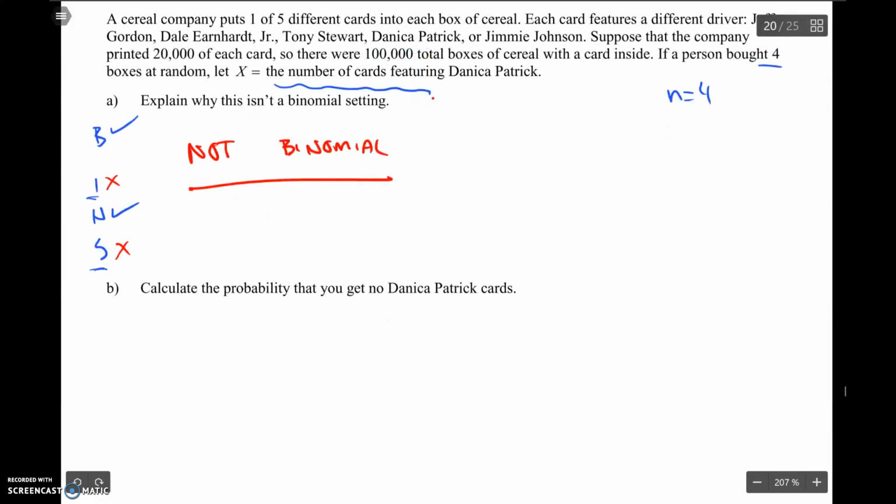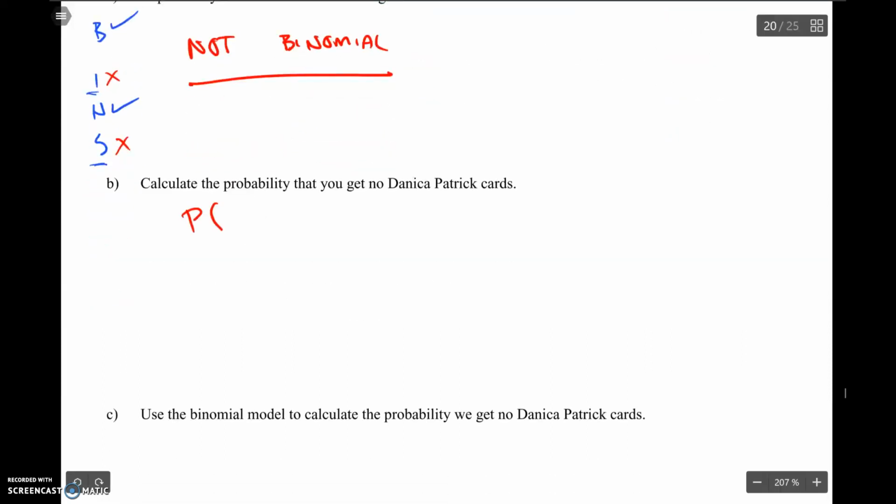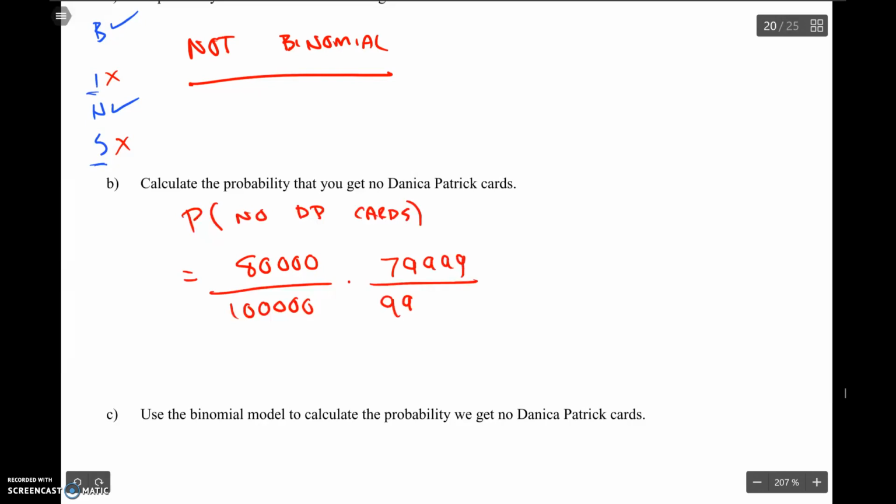Let's calculate the probability you get no Danica Patrick cards. Well, you've got to not get a Danica Patrick card in the first one. That's 80,000. 20,000 are Danica Patrick, so 80,000 are not. Times, that's the probability the first one is not a Danica Patrick card, times the probability that the second one is not. Well, now there's 79,999 out of 99,999, times. Now there's going to be one less non-Danica Patrick and one less total.